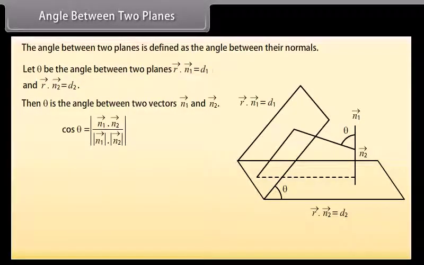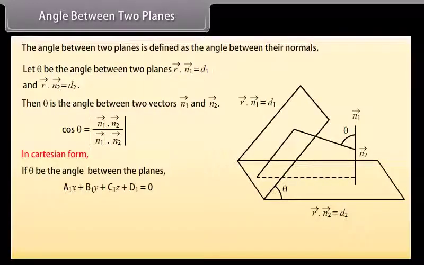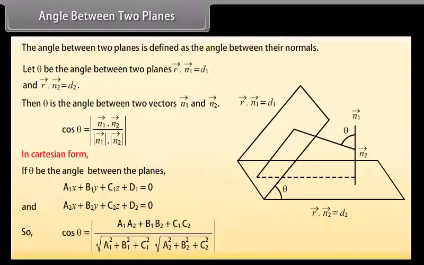Cos theta equals the modulus of the dot product of vector n1 and vector n2, divided by the modulus of vector n1 into the modulus of vector n2. In Cartesian form, if theta is the angle between two planes a1x plus b1y plus c1z plus d1 equals 0, and a2x plus b2y plus c2z plus d2 equals 0, then cos theta equals the modulus of a1a2 plus b1b2 plus c1c2 divided by square root of a1 square plus b1 square plus c1 square into square root of a2 square plus b2 square plus c2 square.